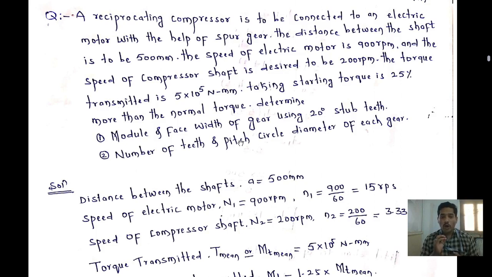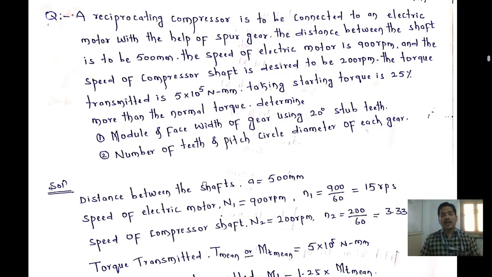First of all, we need to find the value of the module M, as well as the face width B of the gear, using 20-degree stub teeth. We need to find the number of teeth Z1 and Z2, the number of teeth of the gear as well as of the pinion, and the pitch circle diameter PD of each gear. Is it right?